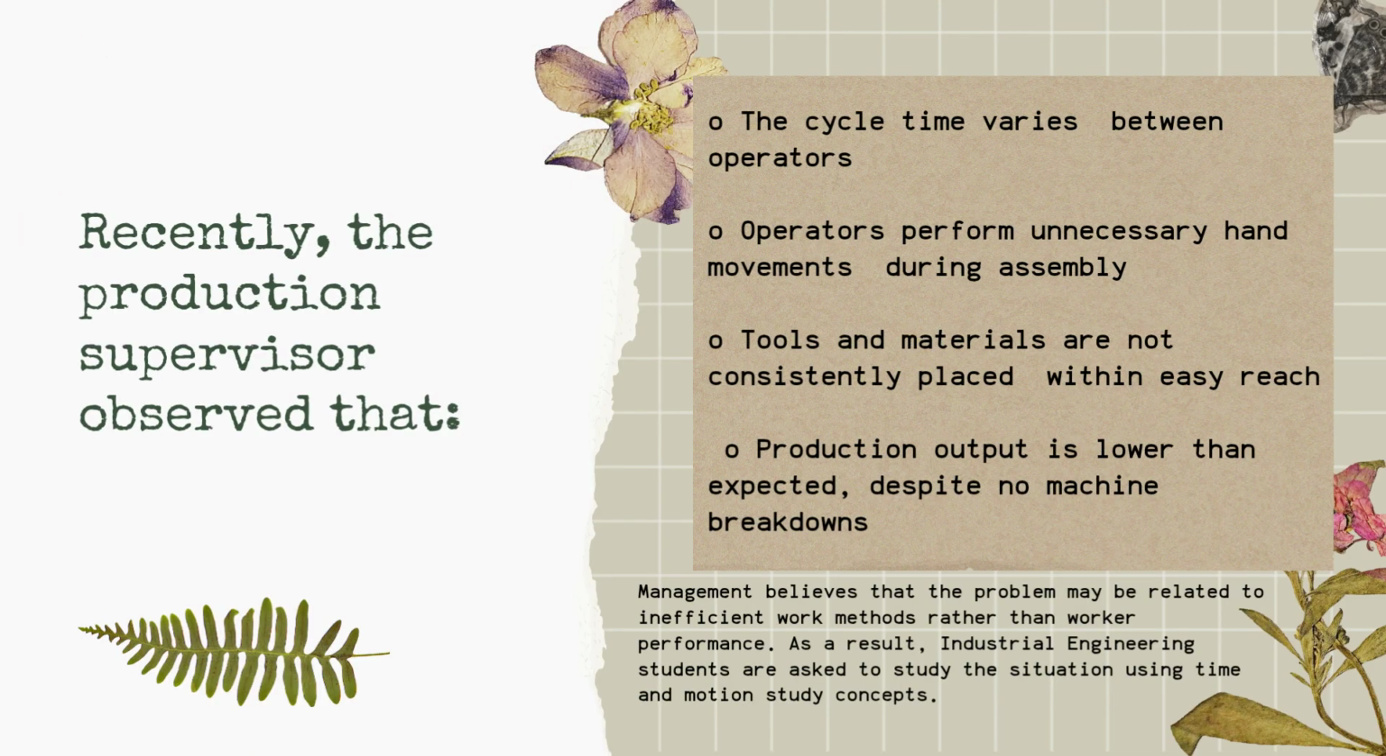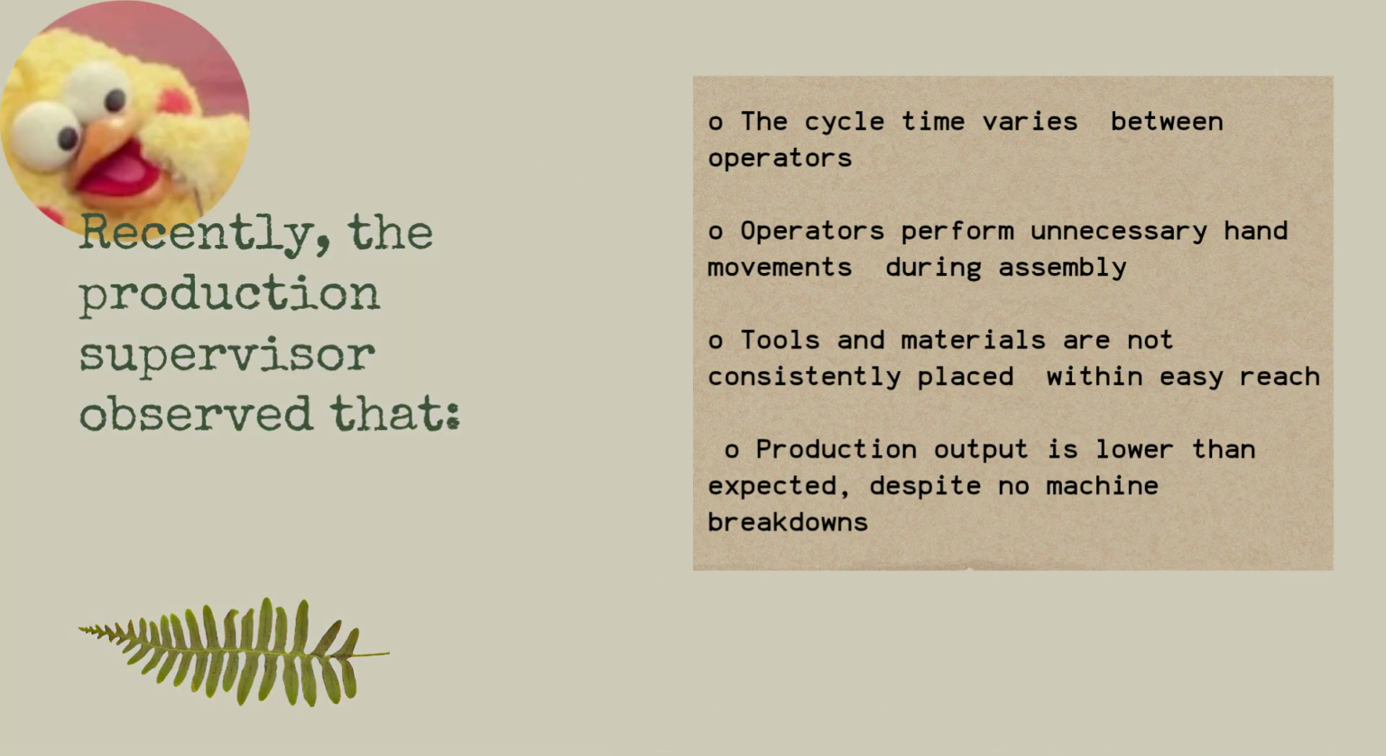Recently, the production supervisor observed that the cycle time varies between operators. Operators perform unnecessary hand movements during assembly. Tools and materials are not consistently placed within easy reach. Production output is lower than expected despite no machine breakdowns. The management believes that the problem may be related to inefficient work methods rather than worker performance. As a result, industrial engineering students are asked to study the situation using time and motion study concepts.